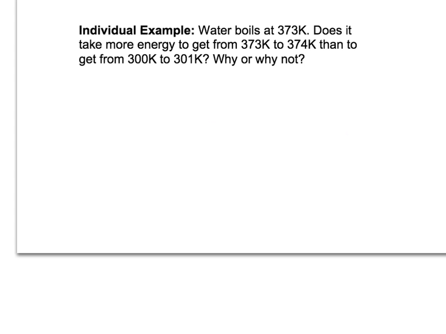Alright, so for the individual example, I want you to consider this question. Water boils at 373 degrees Kelvin. Does it take more energy to get from 373 to 374 than it does to get from 300 to 301 K? Why or why not? So pause the video, try your best, and then see if your answer matches mine.